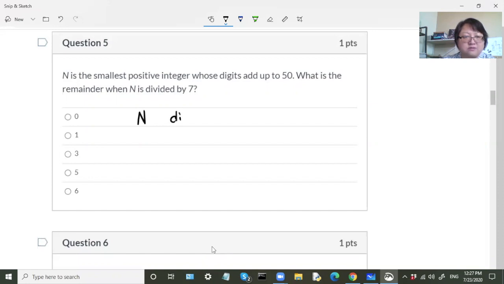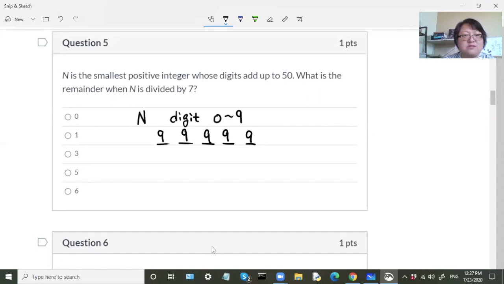So each digit should be from 0 to 9. So N should have the least number of places. So let's just add each place with the number as large as possible. So it would be 9.